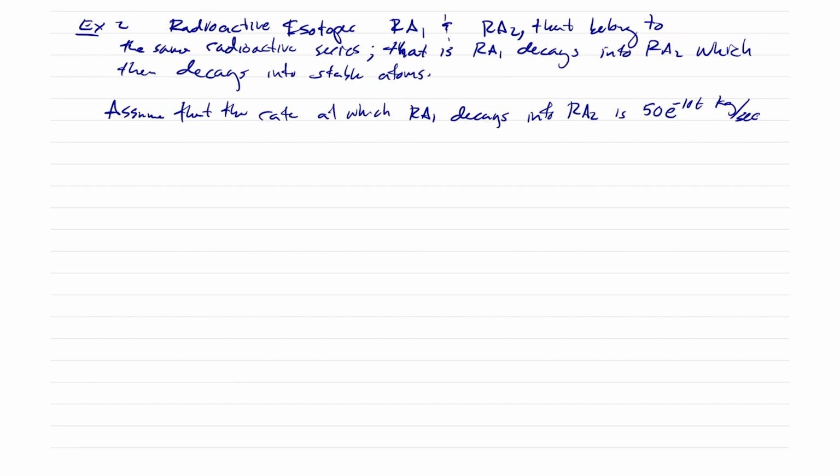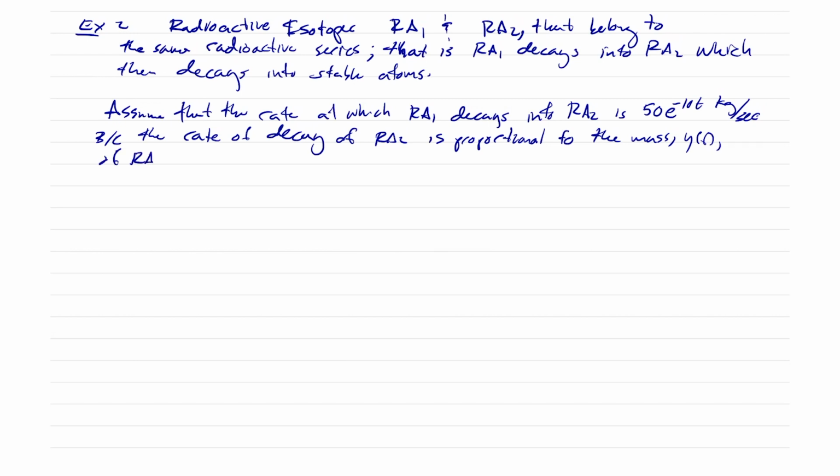Okay, and we say because the rate of decay of Ra2 is proportional to the mass y of t of Ra2 present, we have the rate of change in Ra2 is this.